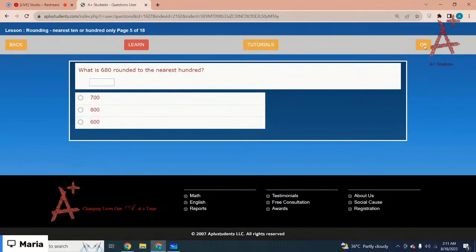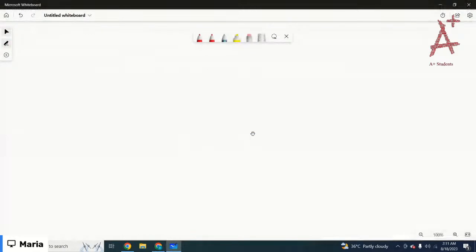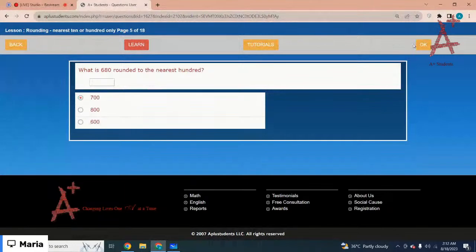The next one is, what is 680 rounded to the nearest 100? You have 680. So the digit at the 100 position is 6. On the right hand side, you have 8. You have to compare the digit to 5. 8 is greater than 5. That means you have to round to the next 100, right? 6 plus 1 is 7, and replace the other two digits with 0. So it would be rounded off to 700, right? So the correct option is 700.